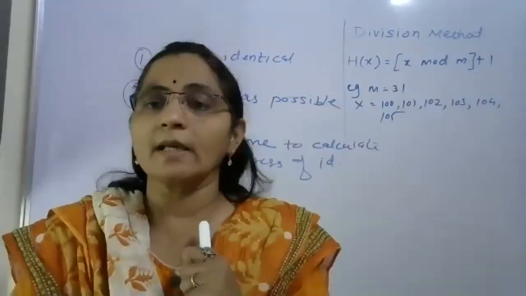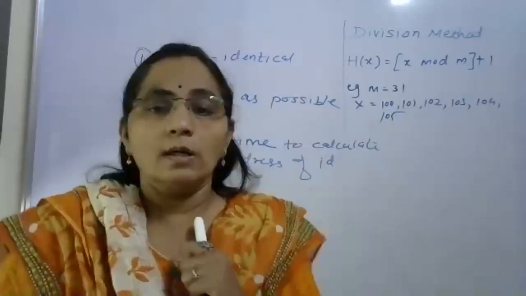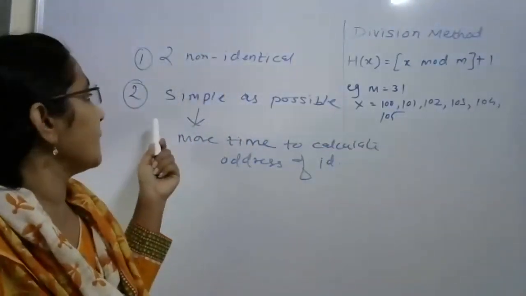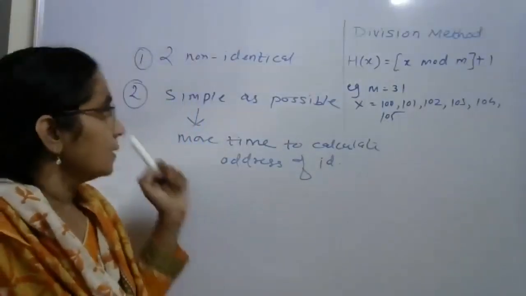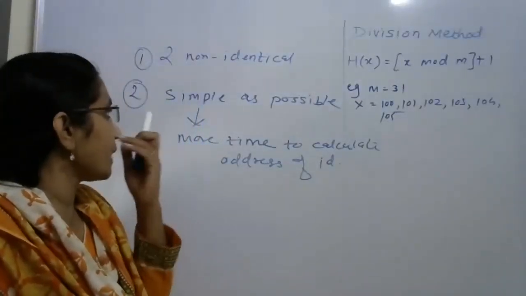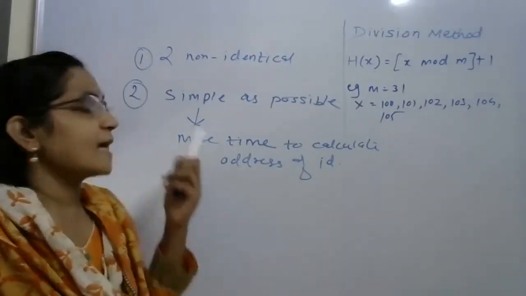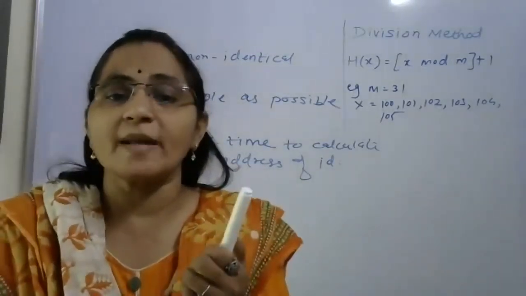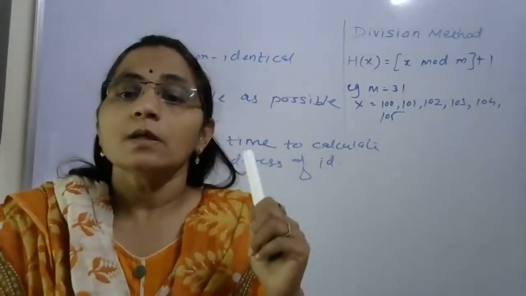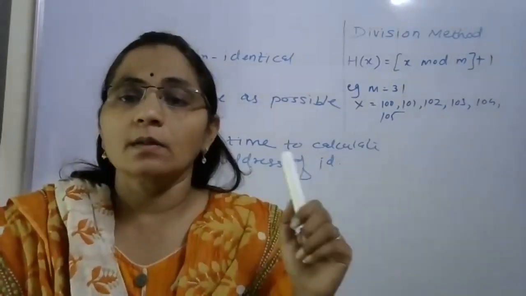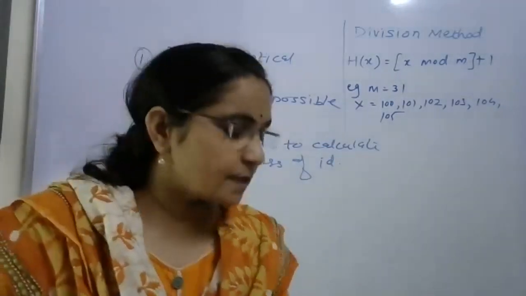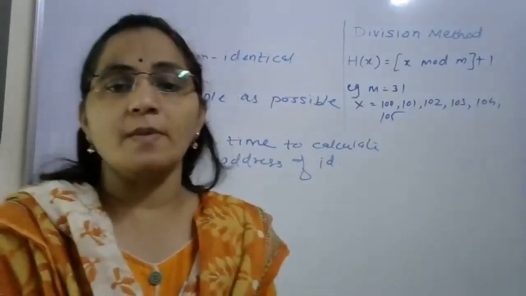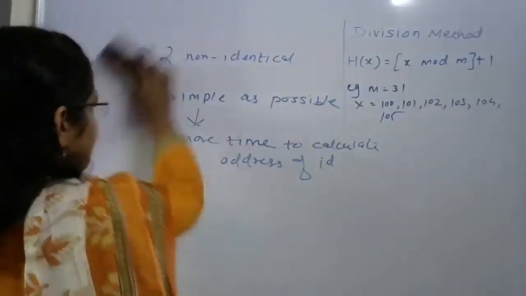And the second property is that you keep in your mind that the hash function or hash address which is calculated is as simple as possible. It means it does not require much time to calculate the hash address. So these are the two important properties to remember at the time of calculating the hash address.